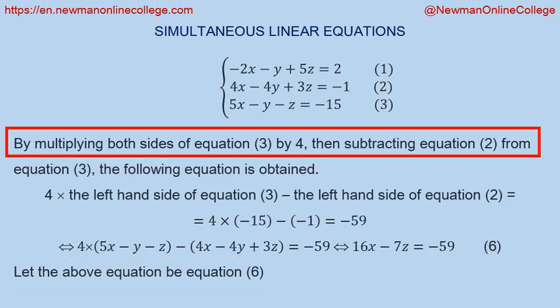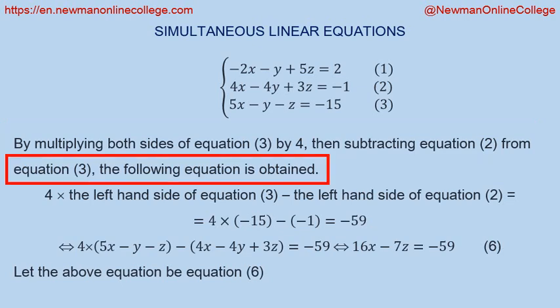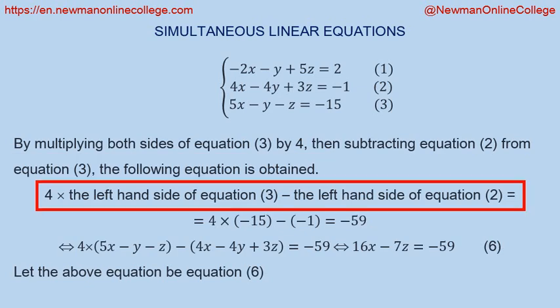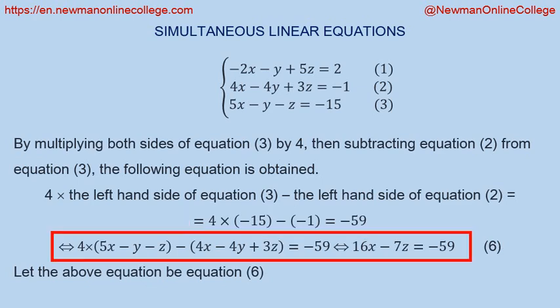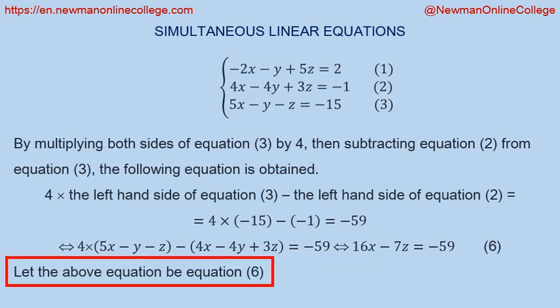By multiplying both sides of equation 3 by 4, then subtracting equation 2 from equation 3, the following equation is obtained. 4 times the left-hand side of equation 3 minus the left-hand side of equation 2 equals 4 times negative 15 minus negative 1 equals negative 59, which is equivalent to 4 times (5x minus y minus z) minus (4x minus 4y plus 3z) equals negative 59, which is equivalent to 16x minus 7z equals negative 59. Let the above equation be equation 6.